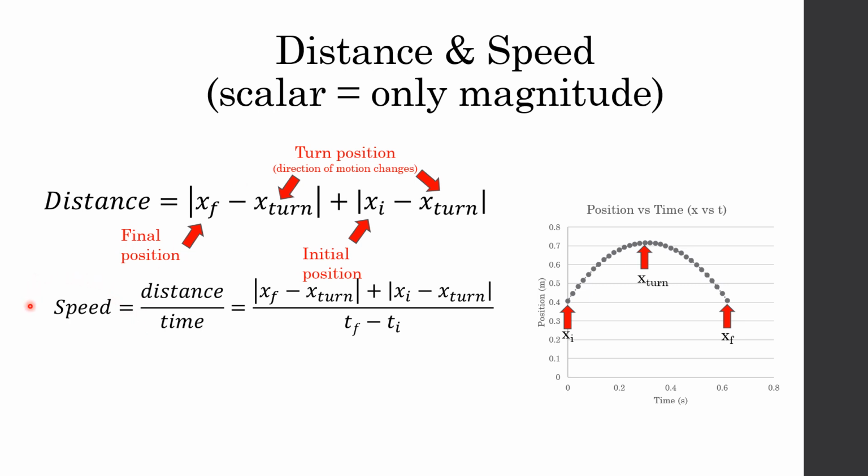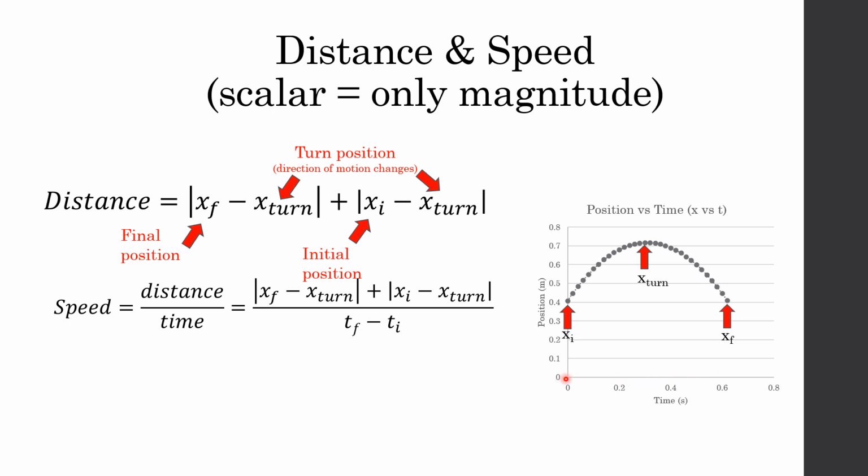Now, in order to find speed, you want to take the distance divided by the time. Okay, so if we expand the distance equation like we have up here, that would look like this. And then we would divide by the time interval. So that would be t final minus t initial. So on the graph, that would be just shy of 0.6 minus 0, right?